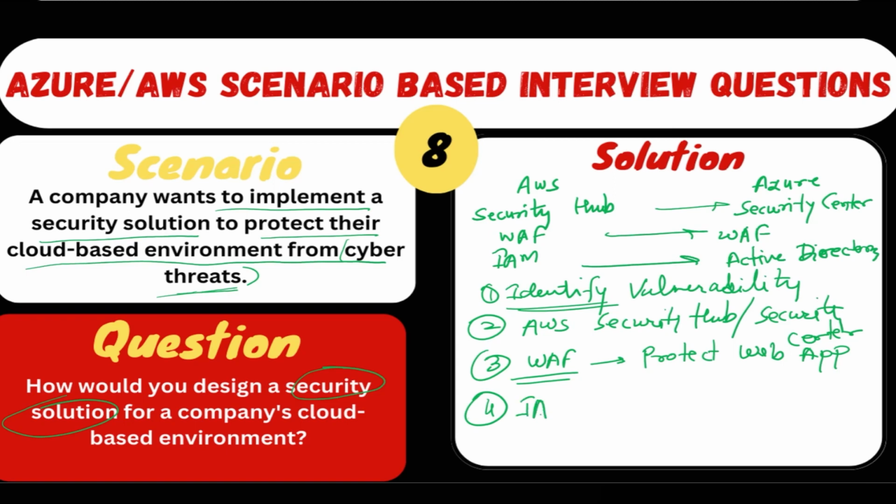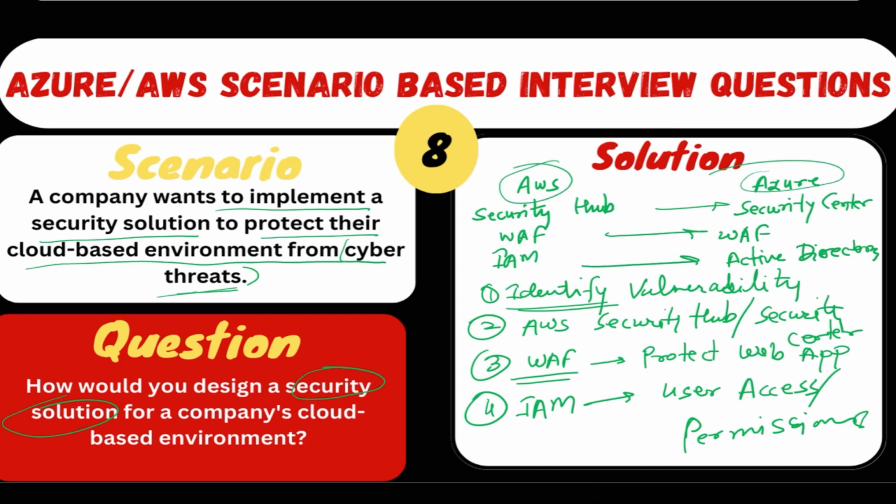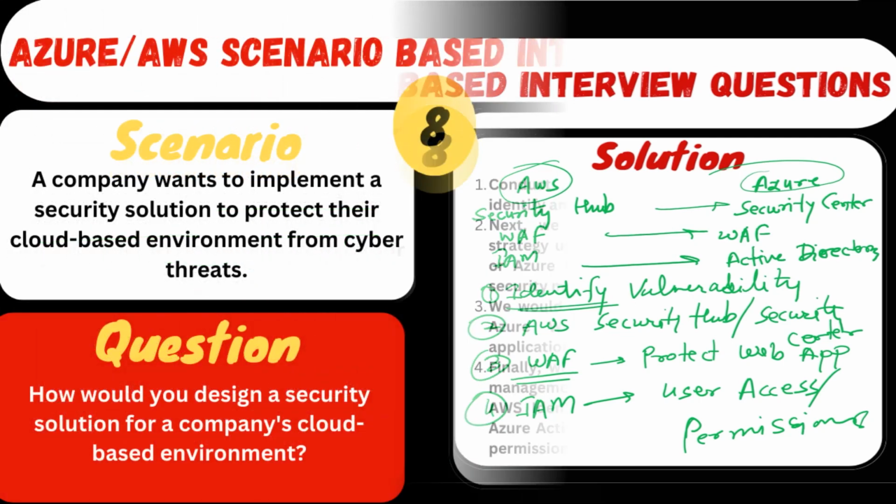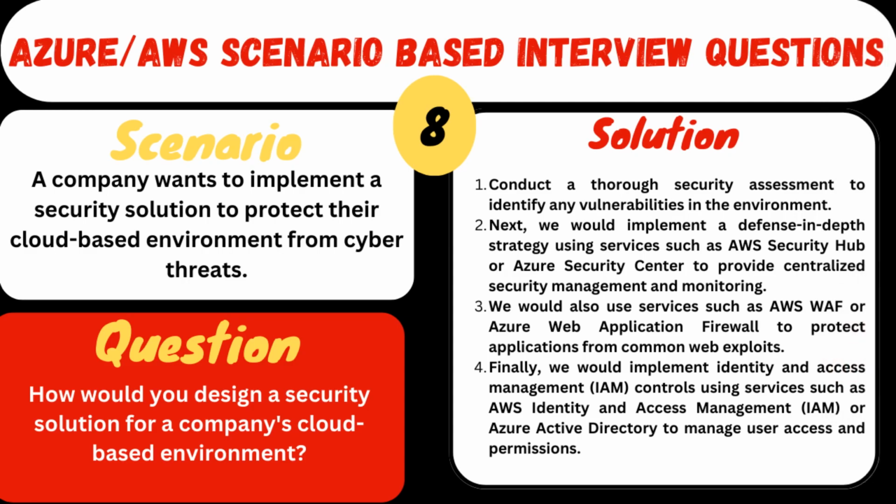Once we are done with all this, finally we would implement identity and access management control, like the AWS IAM service or the Azure Active Directory service, to manage users' access and the permissions they have on the resources. So these services will help us to implement a security solution. I would recommend you go through these services in depth so you can provide or write down an effective solution for your organization.